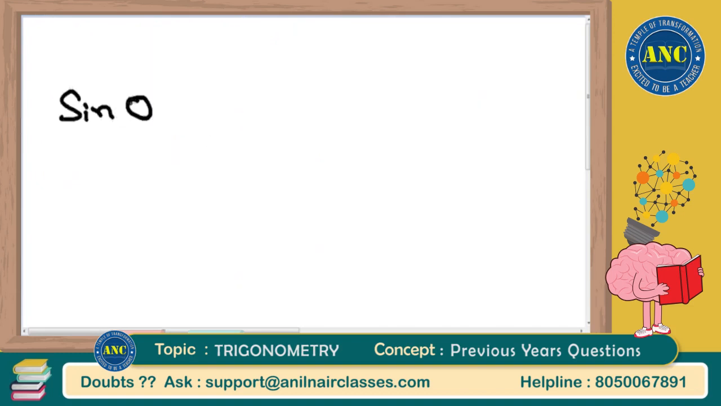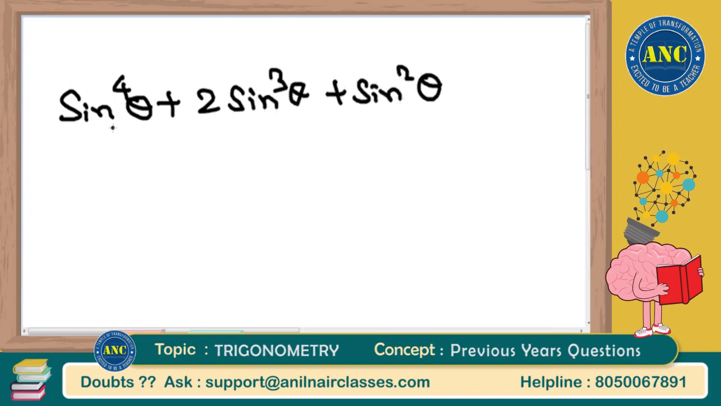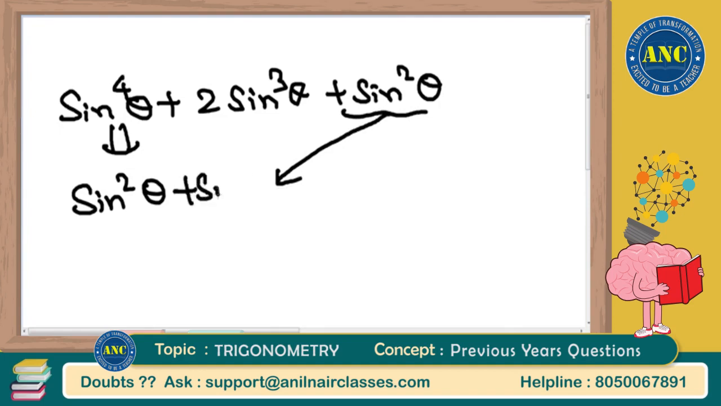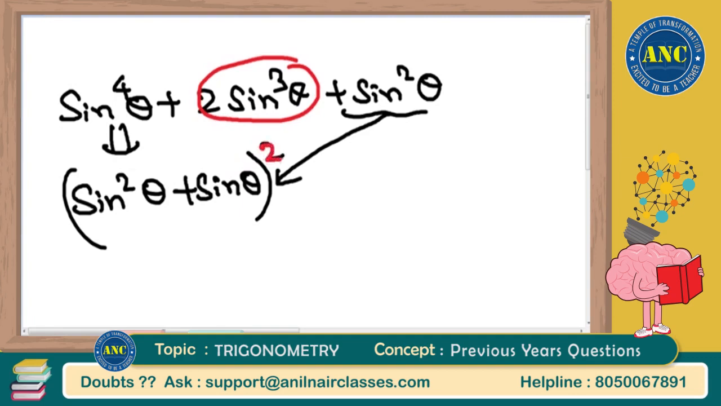Sin theta to the power of 4 plus 2 sin cube theta plus sine square theta. The first term is a perfect square. The square root of sine theta power 4 is sine square theta. The last term is a perfect square. The square root of sine square theta is sine theta. Now I will write it as a square. Now I will check whether my middle term is satisfying or not. 2 into sine square theta into sine theta is 2 sine cube theta. It is satisfying. If it is not satisfying, put that plus or minus extra term here. In this case, there is no extra term.